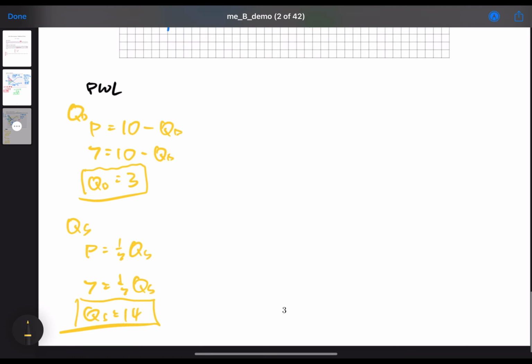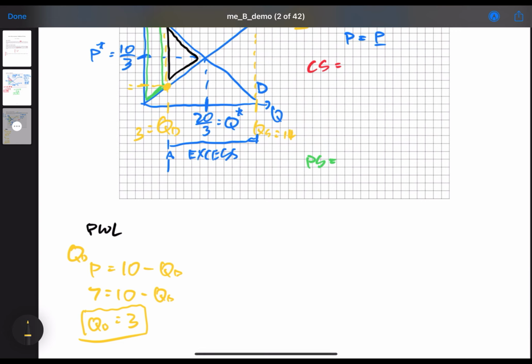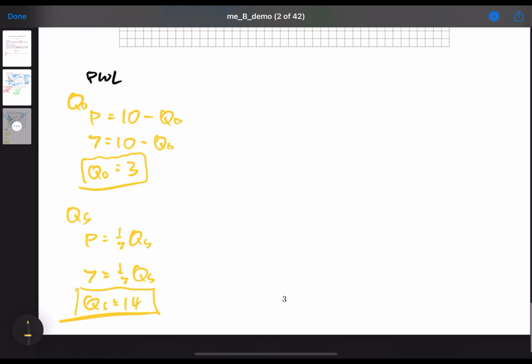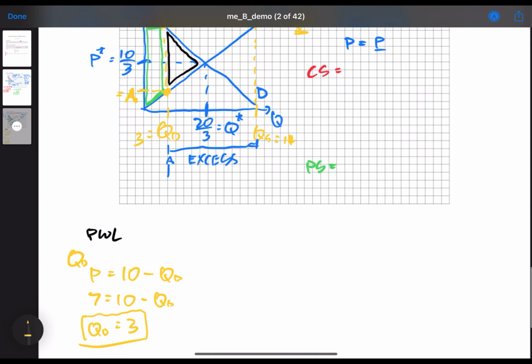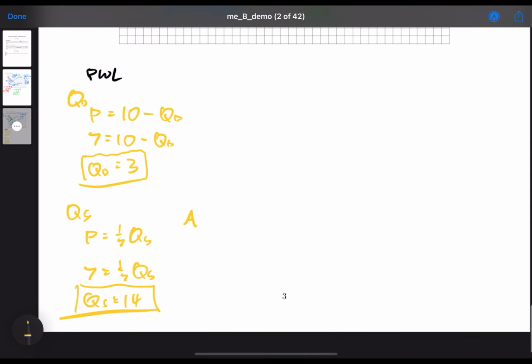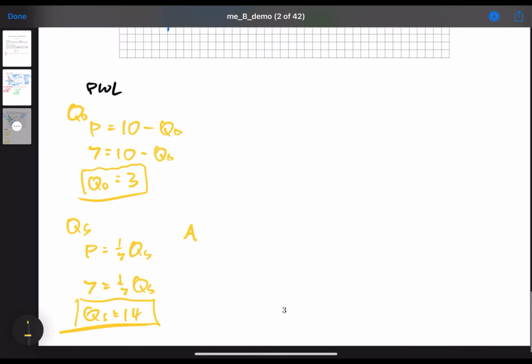Okay, so what do we call this? I don't know. Let's call this A. So for A, we plug quantity demanded into the supply curve. This is not something that has economic importance. This is purely mathematical.